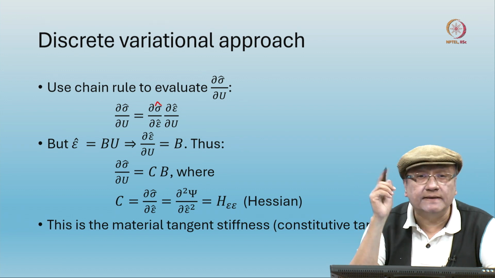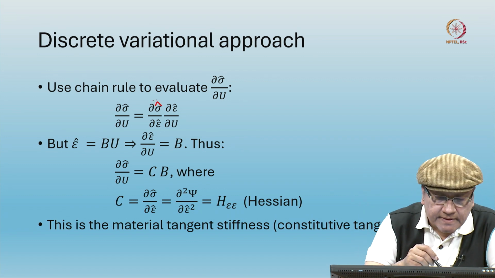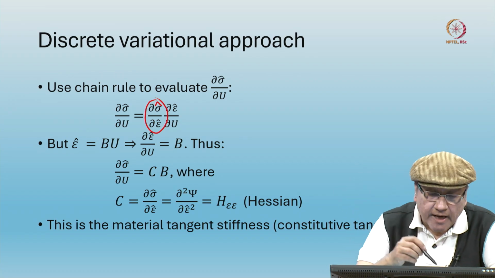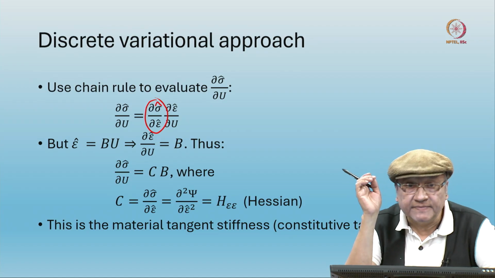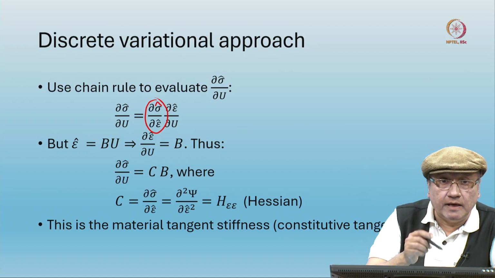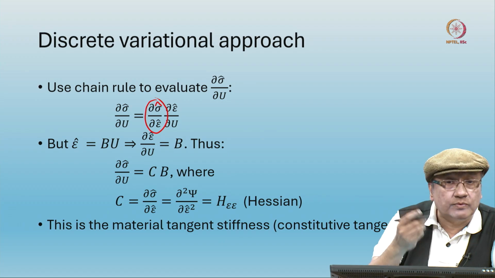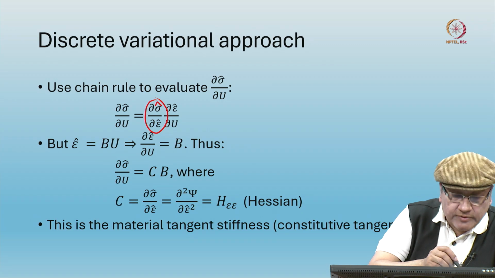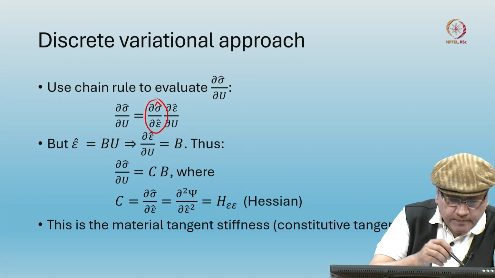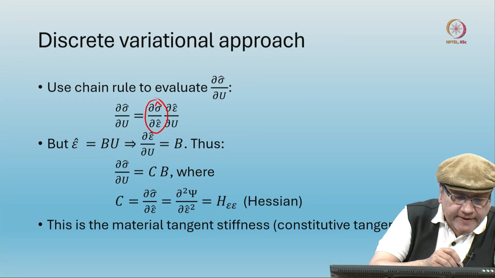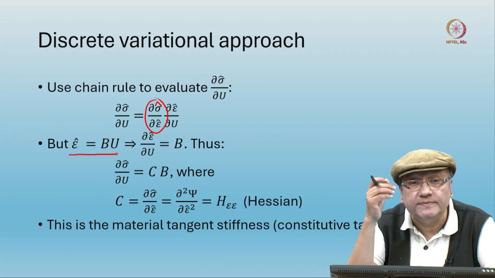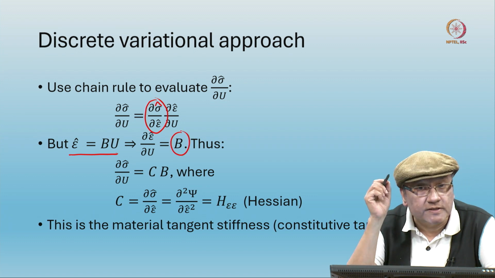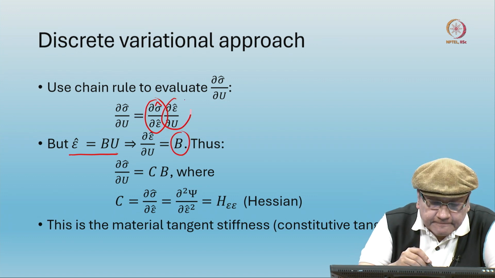So this is basically ∂σ̂/∂U is this factor ∂σ̂/∂ε̂ times ∂ε̂/∂U. So now ∂ε̂/∂U is what? It is nothing but, see, basically the strain displacement relationship is given in matrix-vector form in finite element by ε̂ = B times U. So ∂ε̂/∂U is just B, the strain displacement matrix.